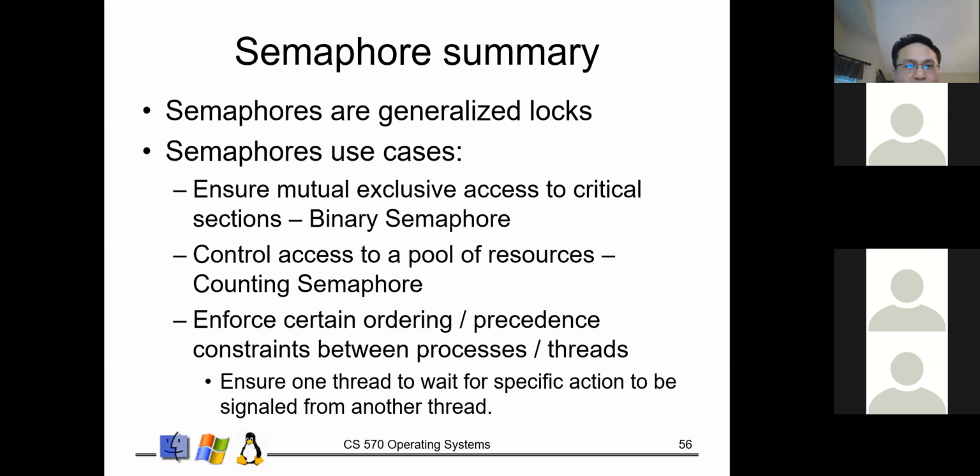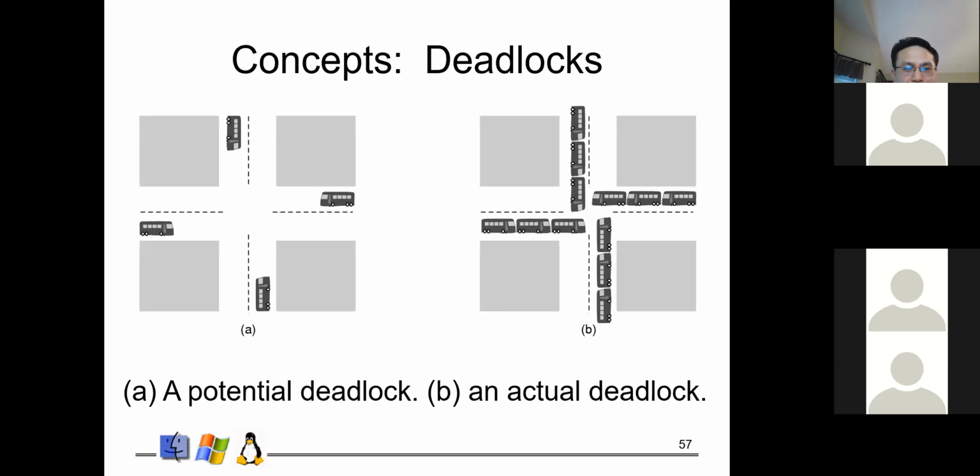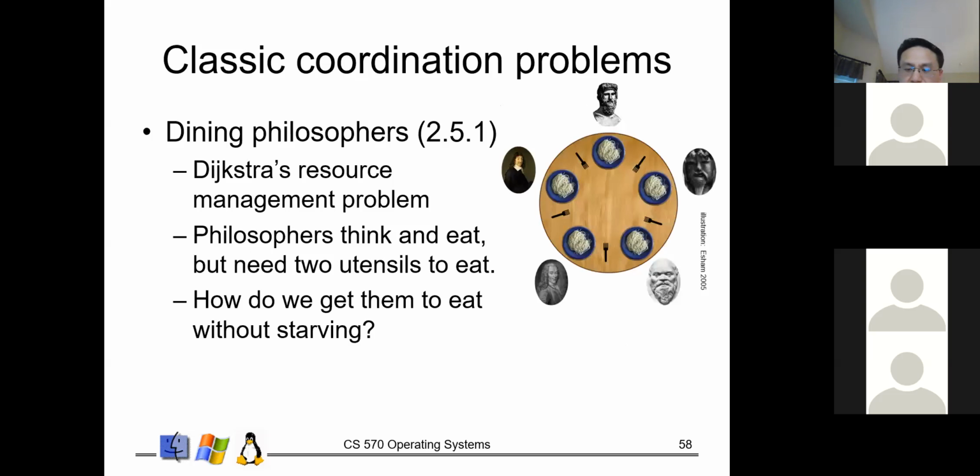All right, pretty much we're done with semaphores. This is a quick summary, and I won't go through them again. I basically talked a lot about them, all right? So let's move forward. I want to show you guys another example of how to use semaphores to solve another classic coordination problem in deadlocks, okay?